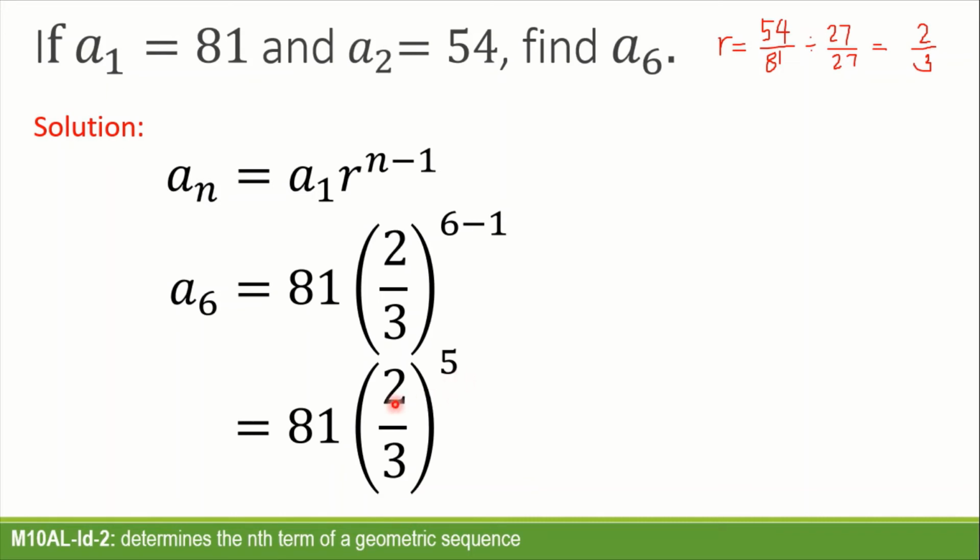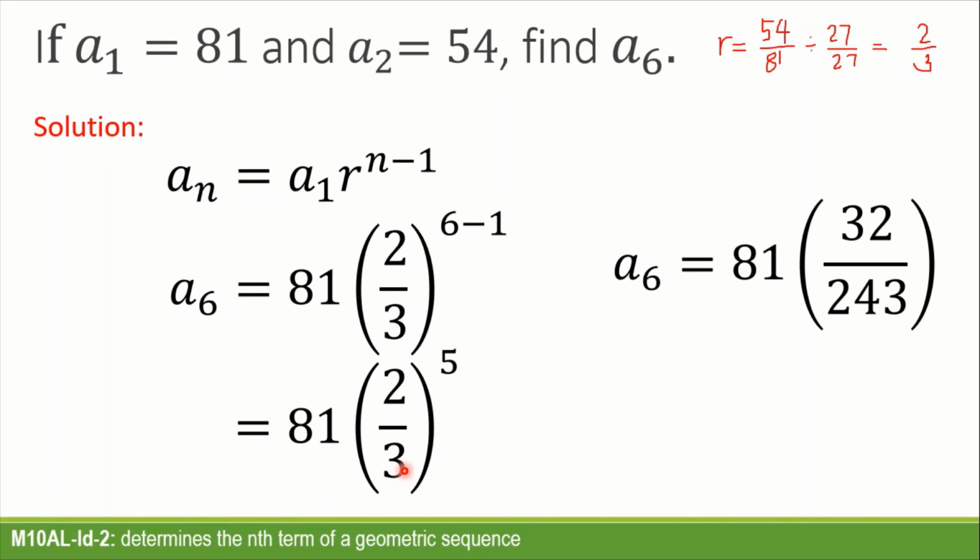Okay, again, 2 raised to the 5th power and 3 raised to the 5th power. So, ano ba ang 2 raised to the 5th power? Or 2 times 2 times 2 times 2 times 2. At ano ba ang 3 raised to the 5th power? Or 3 times 3 times 3 times 3 times 3. So, yun ang kailangan nyong makuha. And that is 32 over 243. So, pagkakuha natin ng simplified form nitong fraction na to, multiply natin by 81. Now, 81 times 32 over 243.